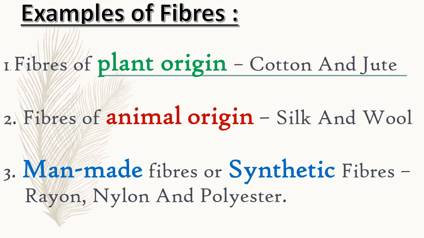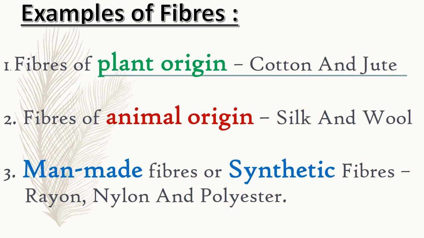Let's have few examples of fibers. Number 1, fibers of plant origin. These are the fibers which we get from plants. Cotton and jute.